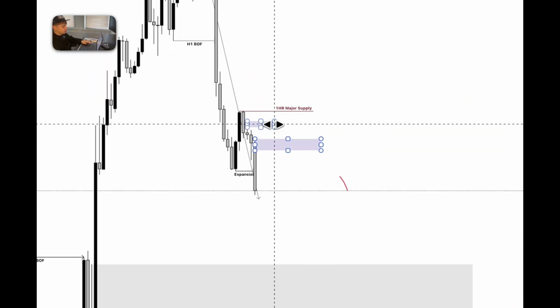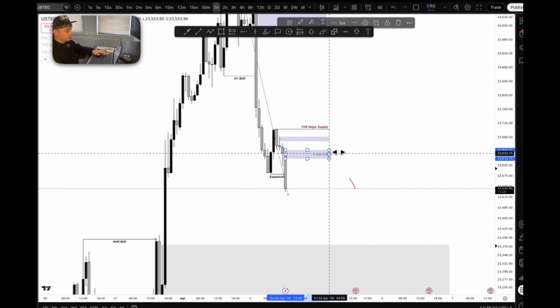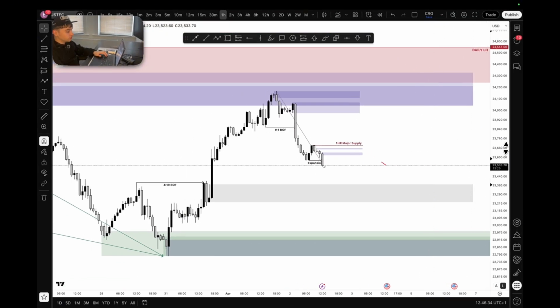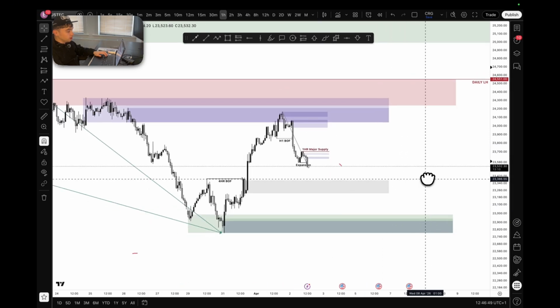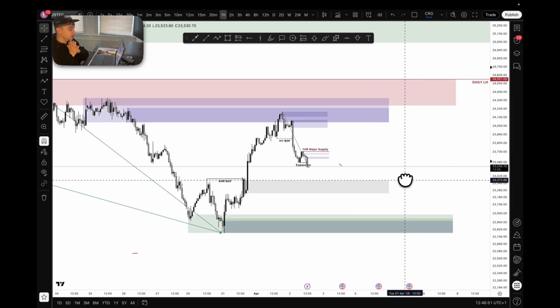I'm a bit OCD when it comes to my charts, so let me just make sure that this is looking good. Let's sort this out. Alright, so that's how easy it is, okay?